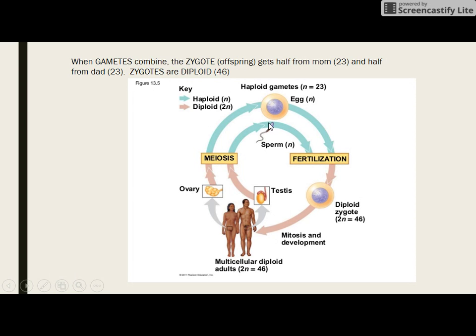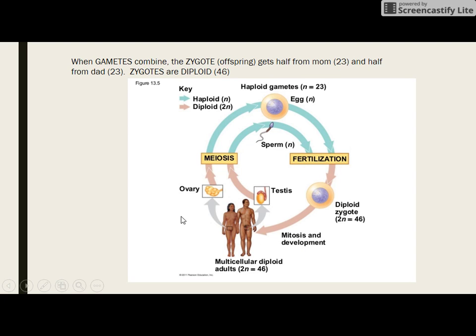So again, that really solves the problem when you come to creating a new organism in sexually reproducing species, that they need to have cells that have half the information when creating a new organism. And then this diploid zygote is going to undergo lots and lots of cell division and mitosis to grow and develop and along the way repair.